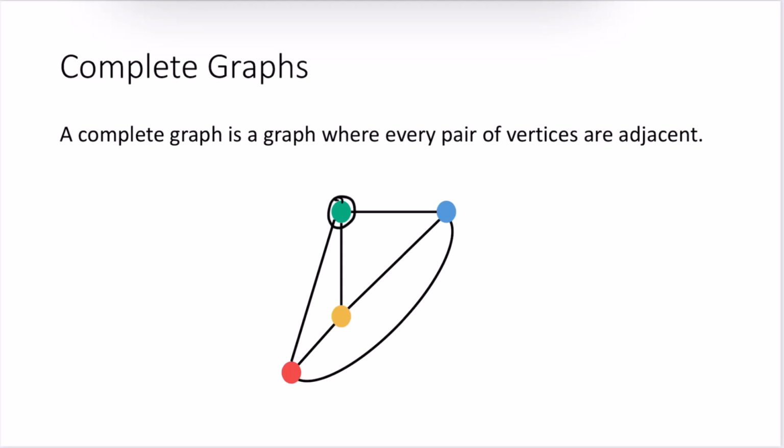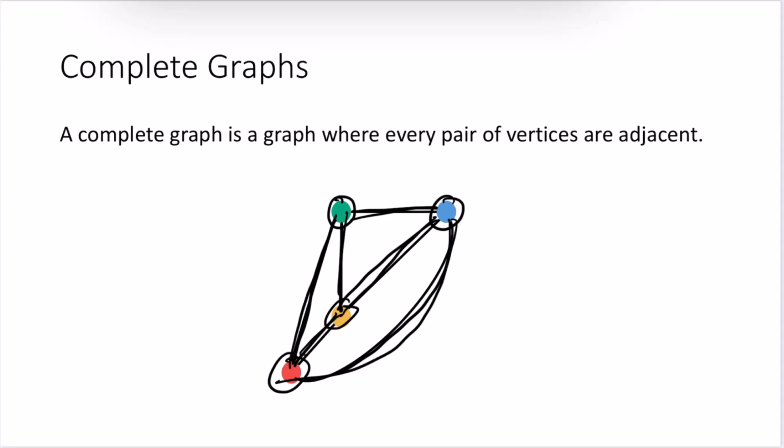So like if we look at this one, the green vertex is attached to the blue and the yellow and the red. And the blue one is attached to the green and the yellow and the red. And the yellow one is attached to the blue and green and red. And the red one is attached to green and yellow and blue. So basically every single vertex is adjacent or shares an edge with every single other vertex in the graph. So this would be an example of a complete graph with 4 vertices.